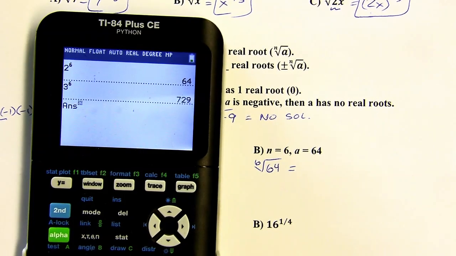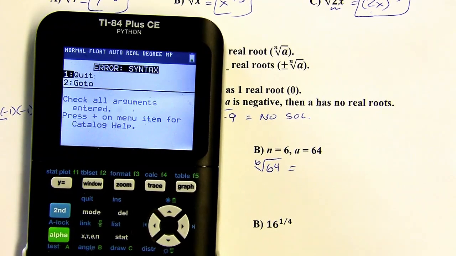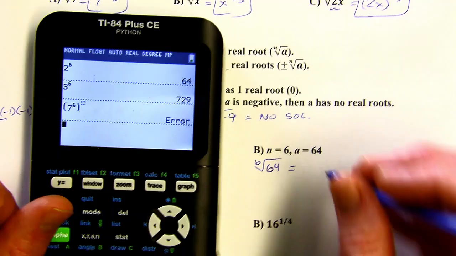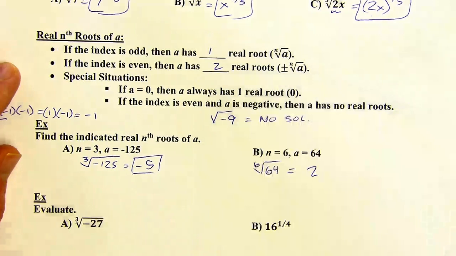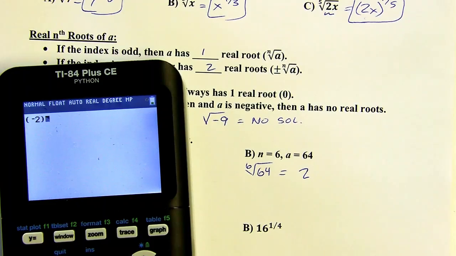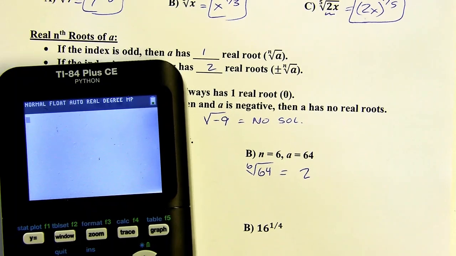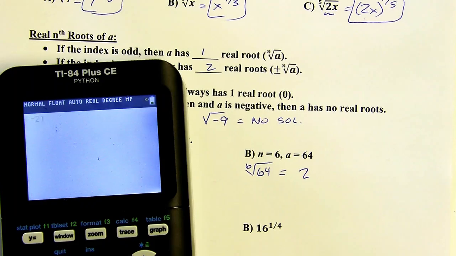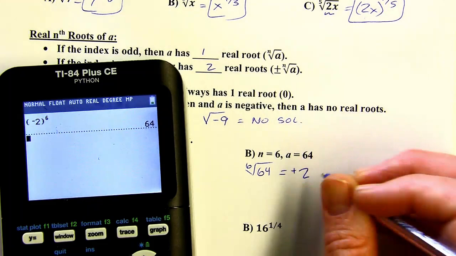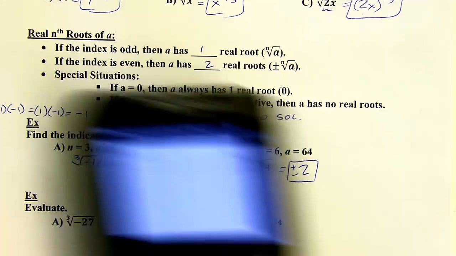But you could plug in some different ones if you needed to. You could just play around with it. But I can see 2 to the 6th is 64. Then if you take -2 and raise that to the 6th, and I'm putting that in parentheses, that also equals 64. So positive 2 to the 6th equals 64, but so does -2. So that's why you've got 2 real roots there.